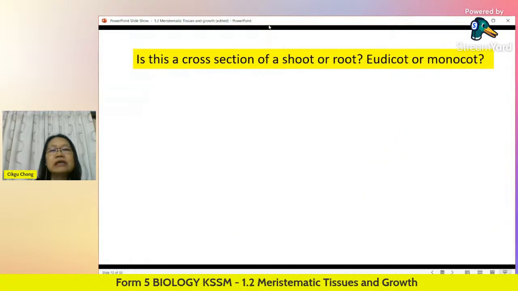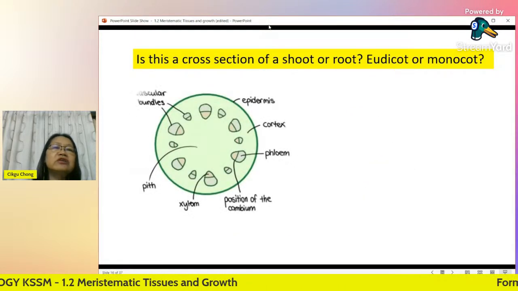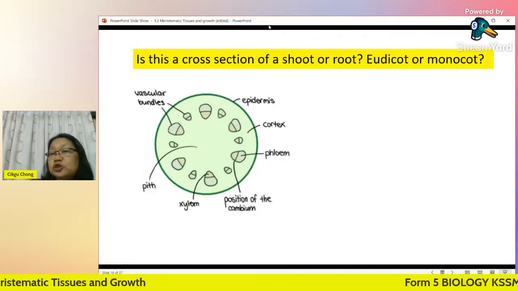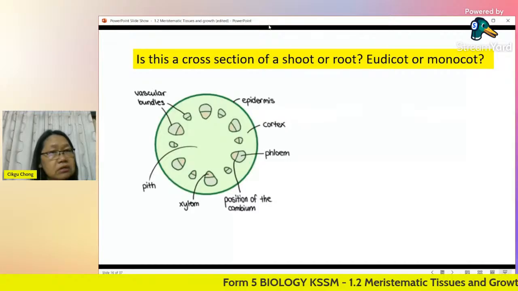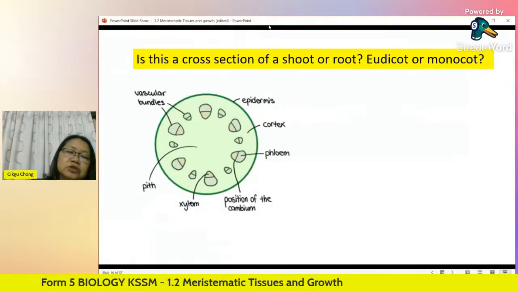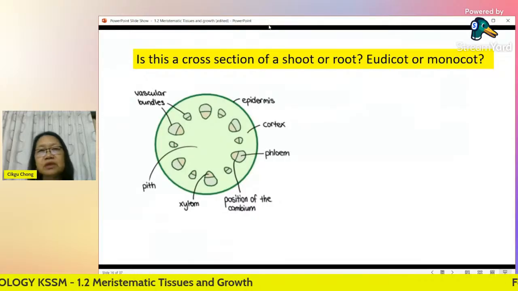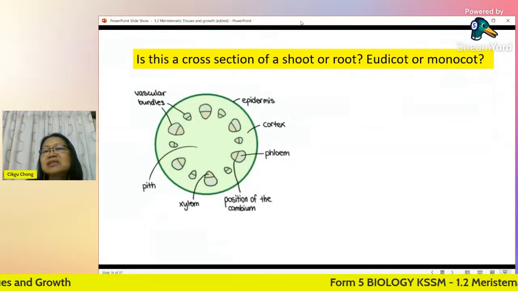Now, just to test you for a while: is this a eudicot or a monocot? Is it a shoot or a root? Is it a monocot root, eudicot root, eudicot shoot, or monocot shoot? If you would like to answer, just type in the comment there.